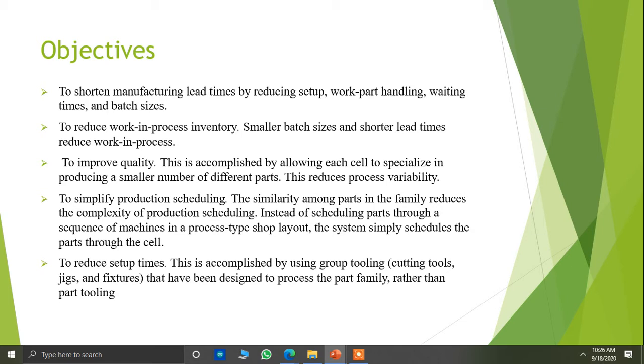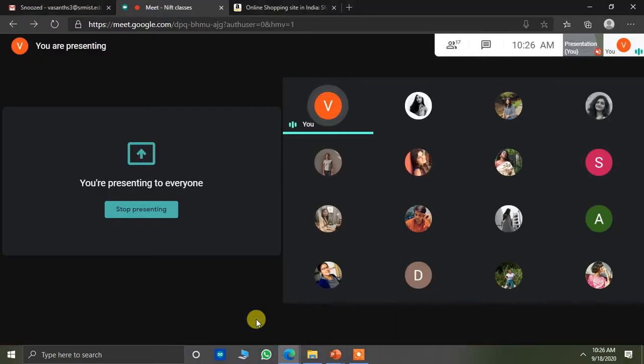What do you mean by work in progress? Am I audible, guys? Yes, sir. What do you mean by work in progress inventory? Sir, work in progress is nothing but the amount of quantity that is left from the starting point to the ending point, sir.